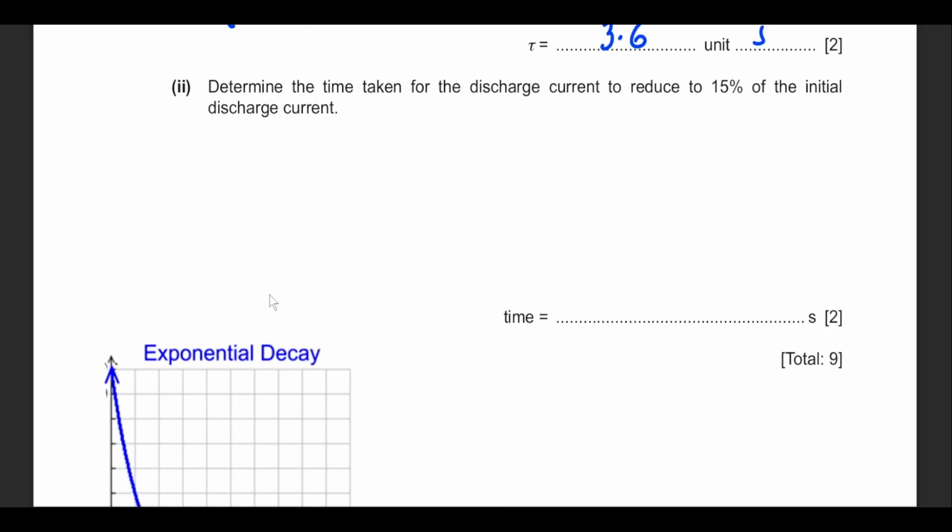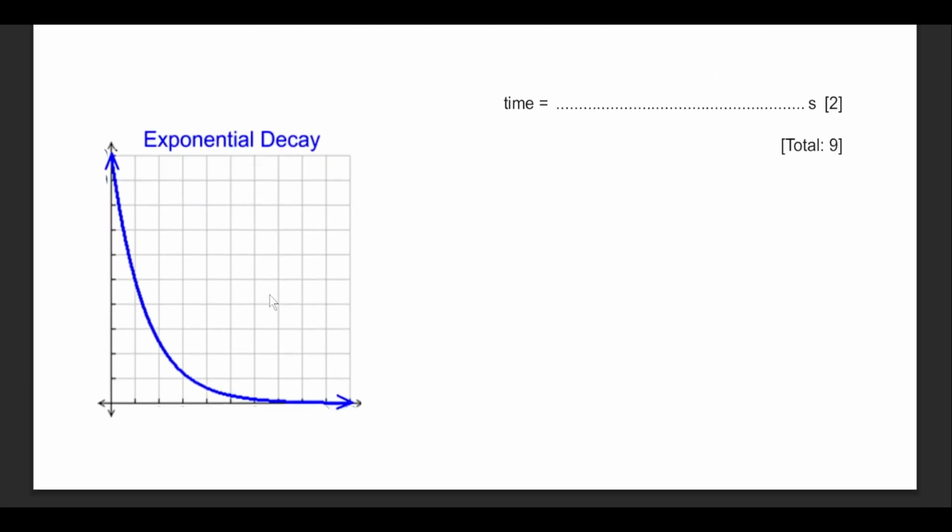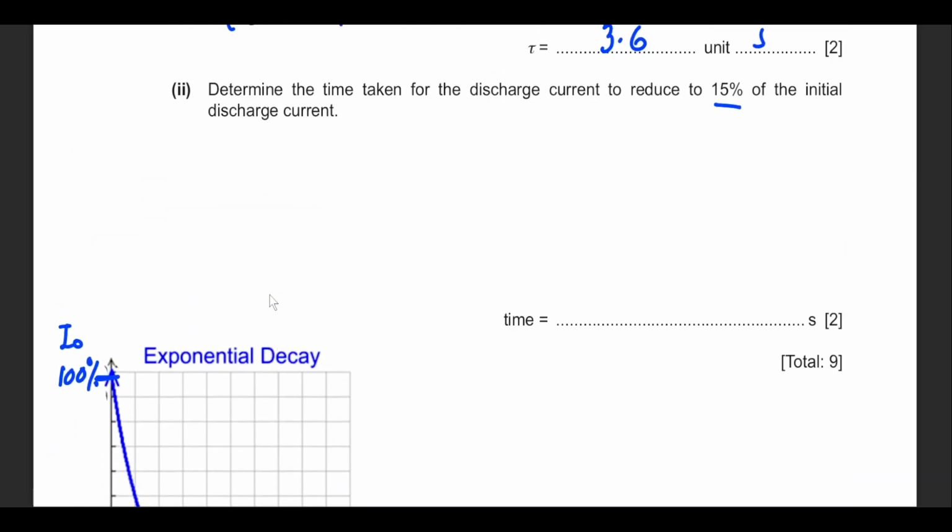Then it says determine the time taken for the discharge current to reduce to 15% of its initial value. This is what an exponential decay looks like. If this is, let's say, 100% of the current, 15% is going to be somewhere around this side. So 100% is I naught, and this is the current I. The equation actually goes like this: I equals I naught, e raised to the power minus t divided by RC. Now time is of my choosing. I choose the value of t. RC is the time constant, that's fixed, that's 3.6. I naught is the initial value, that's 100%. I is the current value, which is 15%.